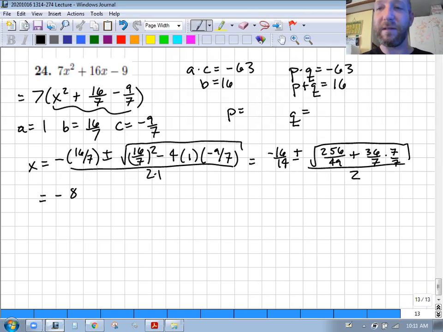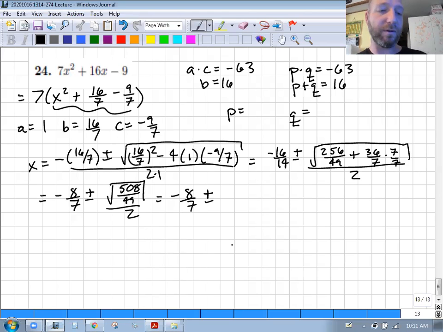16/14 is 8/7 when we reduce it. So 36 times 7 is 252. If we add that to 256, we got 508 over 49, over 2. All right, the square root of 508 is an ugly number.